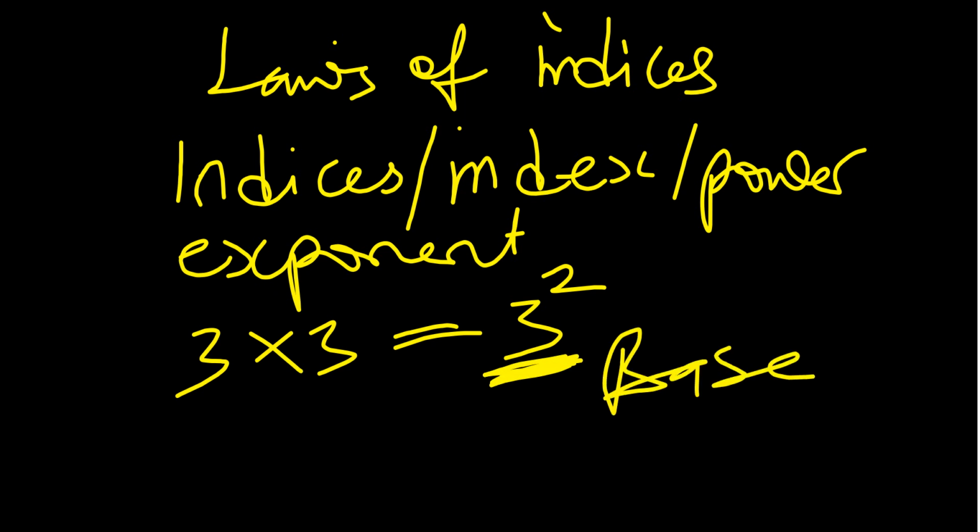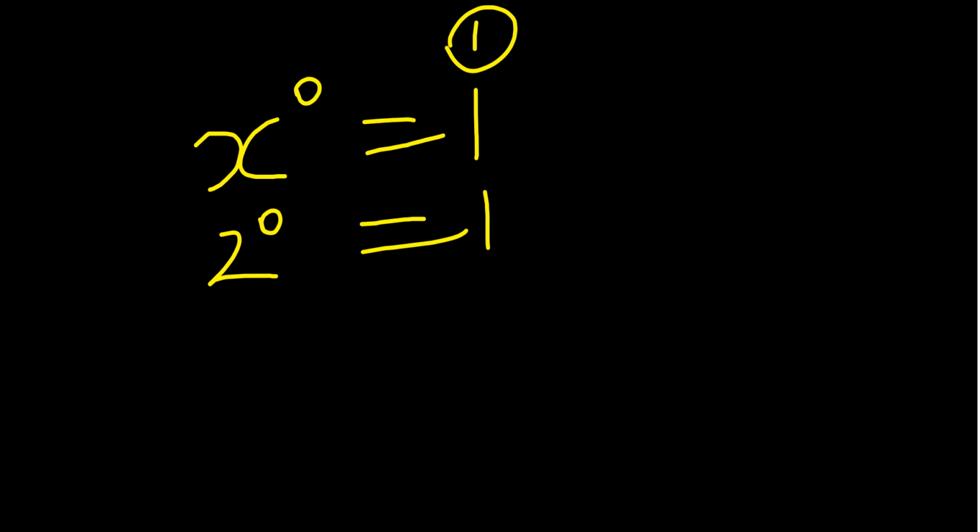Without wasting much time, let us go quickly to law number 1. Law number 1 says that any base variable raised to a power of 0 is equal to 1. If you have x raised to power 0, it's equal to 1. If you have 2 raised to power 0, it's equal to 1. If you have 1000 raised to power 0, it's equal to 1. So the best way to reduce any number to 1 is to raise it to power 0.